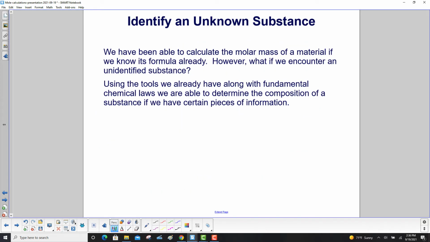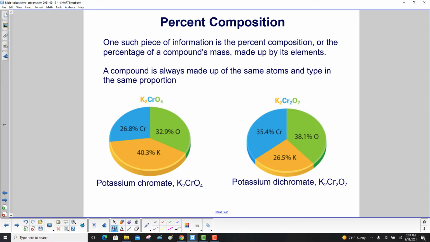We've been able to calculate the molar mass of a material if we know its formula already. However, what if we encounter an unidentified substance? Using the tools we already have, along with the fundamental chemical laws, we are able to determine the composition of a substance if we have certain pieces of information. One such piece of information is the percent composition, or the percentage of a compound's mass made up by its elements. A compound is always made up of the same atoms and type in the same proportion.